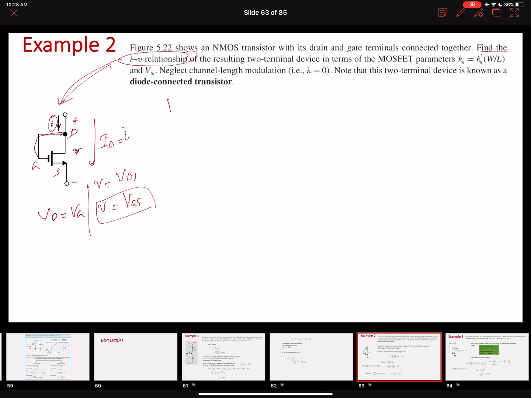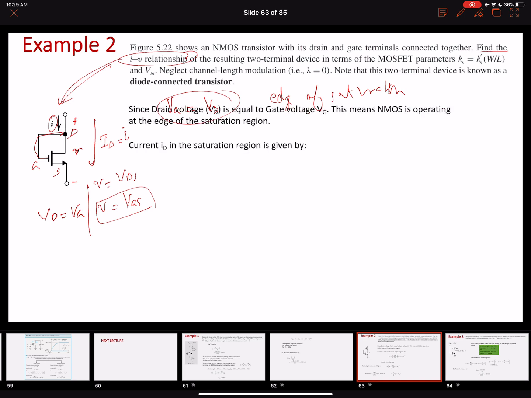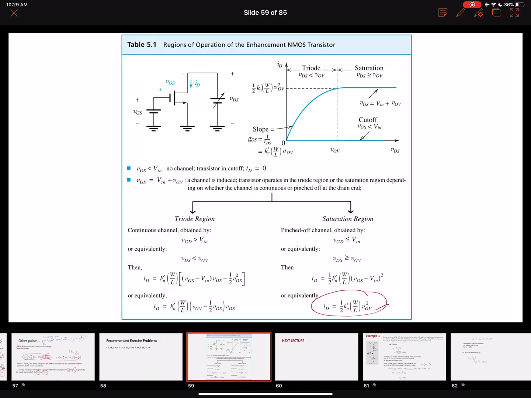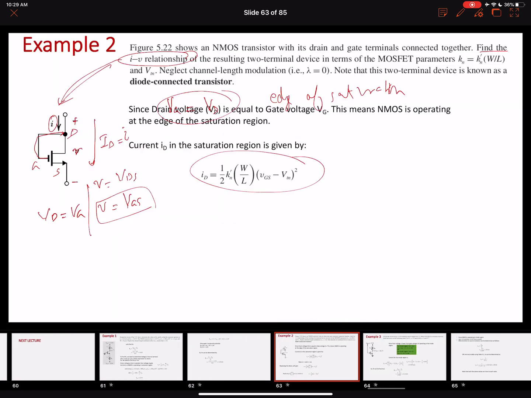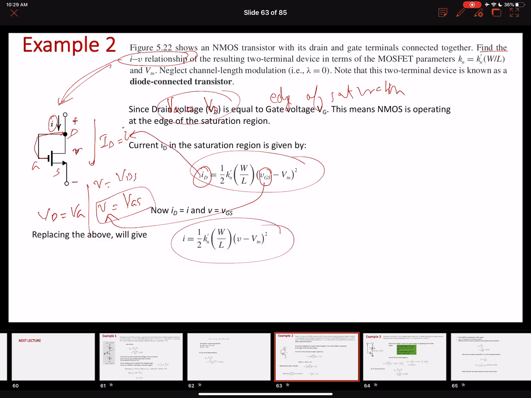Now, since gate voltage and drain voltage are equal, this means that the transistor is operating at the edge of saturation. And we can use the same equation for the edge of saturation. At the edge of saturation, or the start of the saturation, the equation is over here. You can also see the same equation over here. Use any of these equations; essentially, this is just opening up the VOV here. All you need to do is replace this VGS by this V and this ID by the value I, and that will be the IV relationship of the circuit.